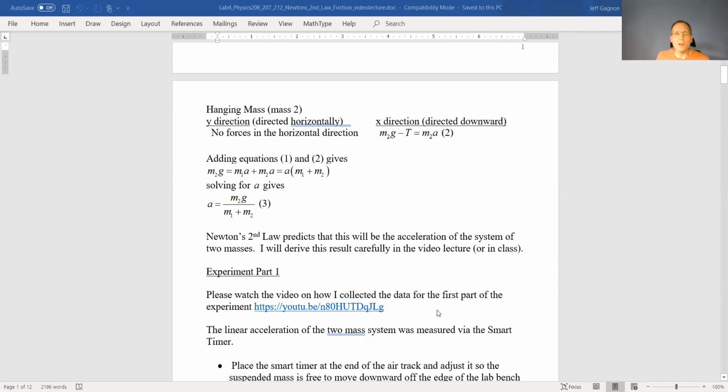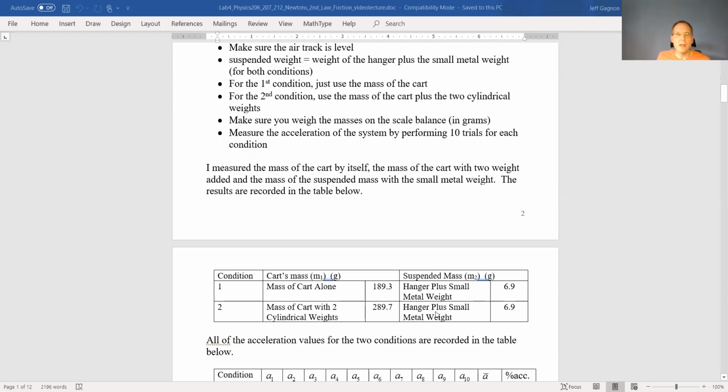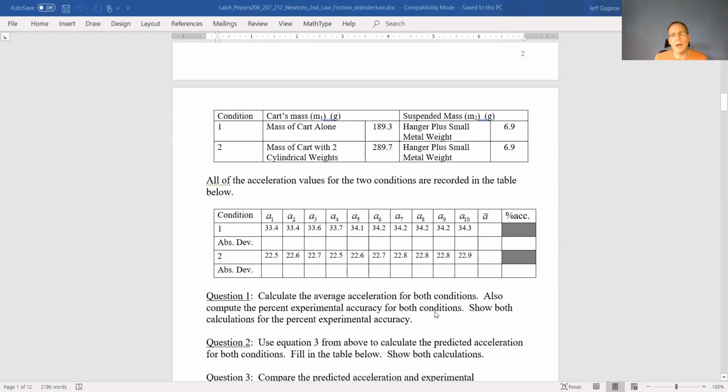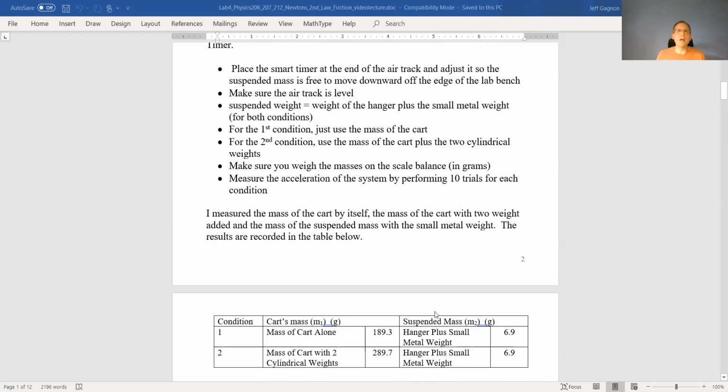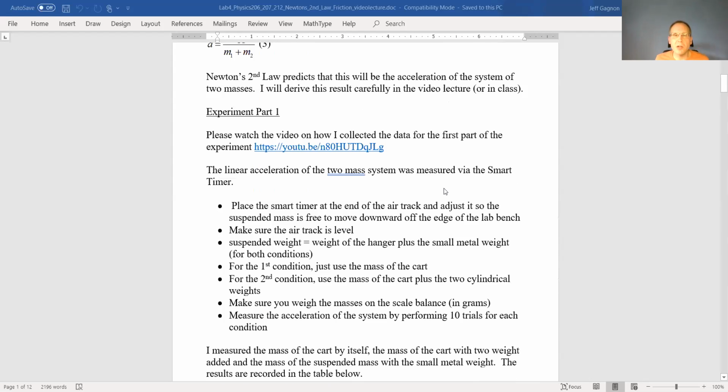And then the goal is going to be to compare what we got experimentally for the acceleration to what we get theoretically. Okay, so let me start and show you how to derive the theoretical acceleration of that system.